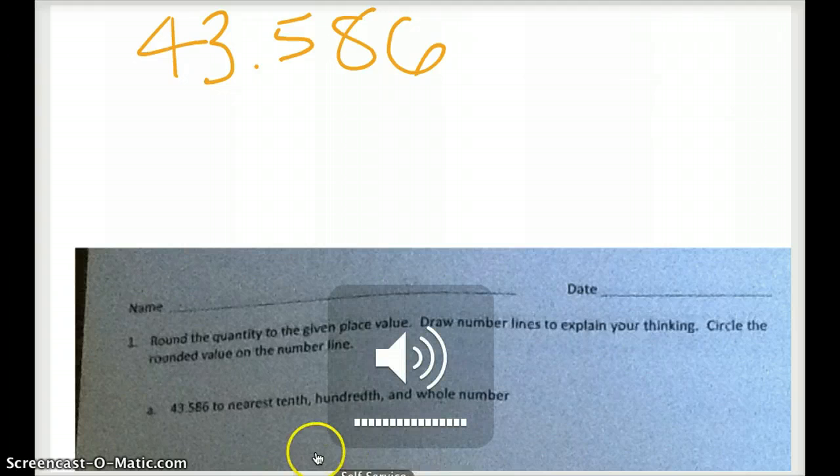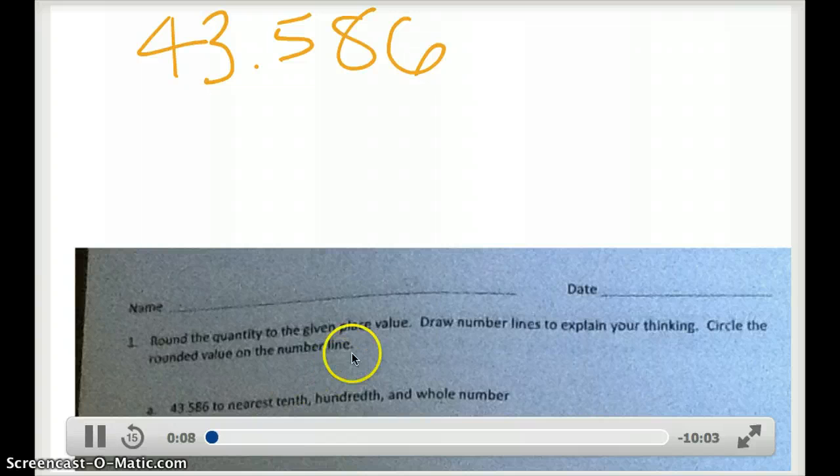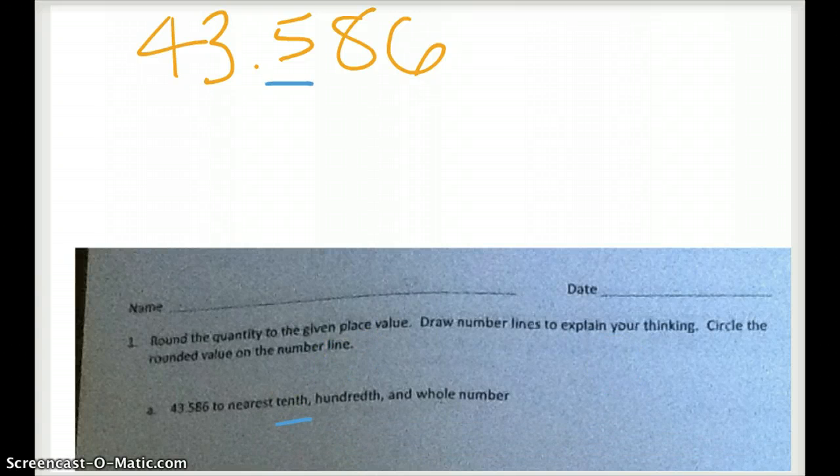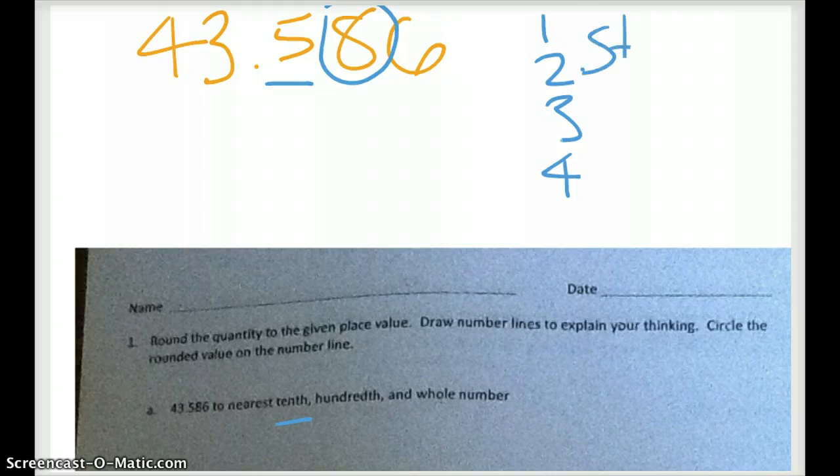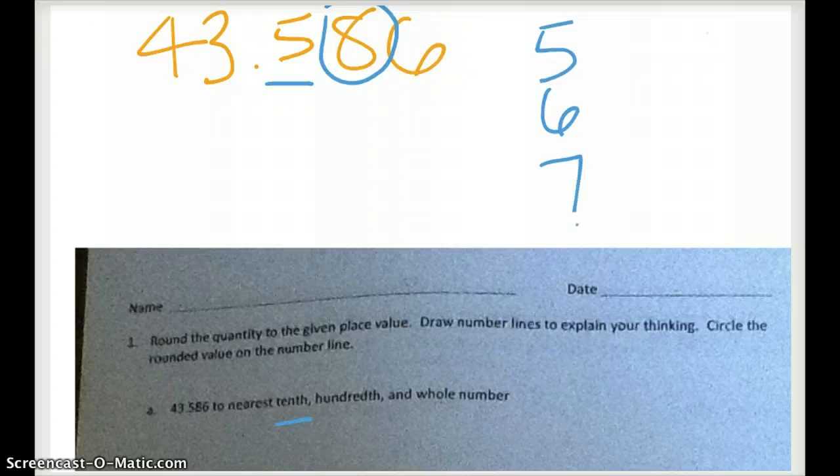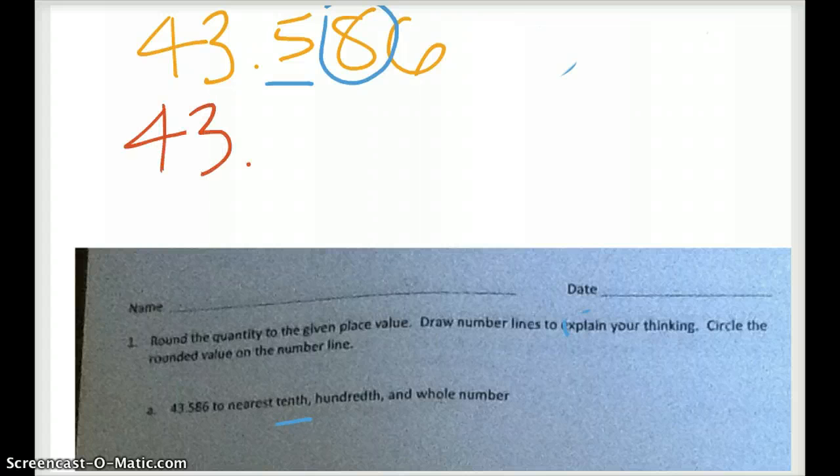It says round this number to the nearest tenth. The first thing we're going to do is look at the tenth spot, and then look at the number next to the tenth spot, and that is an 8. If it is a 1, 2, 3, 4, you're going to stay. You would stay at 5, but since it is an 8, the 5 would stay at a 5, and then if it's 5, 6, 7, 8, or 9, you would round up. So that 5 is going to round up to 43.6.